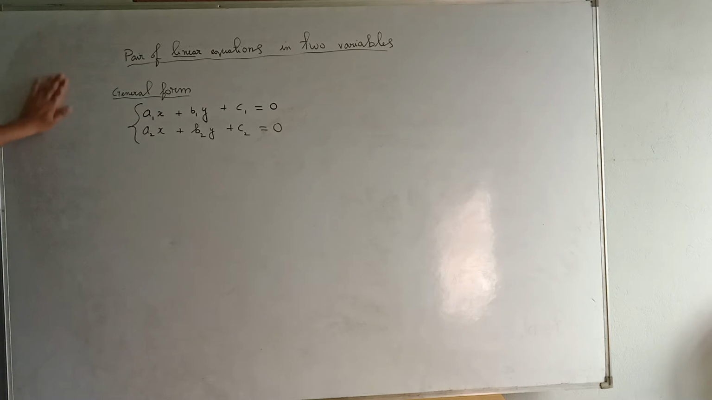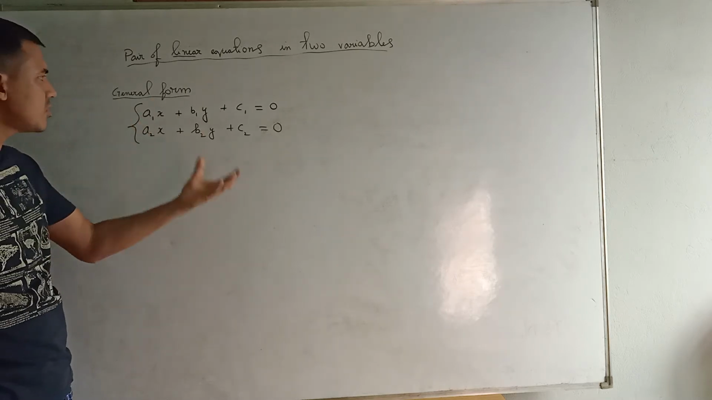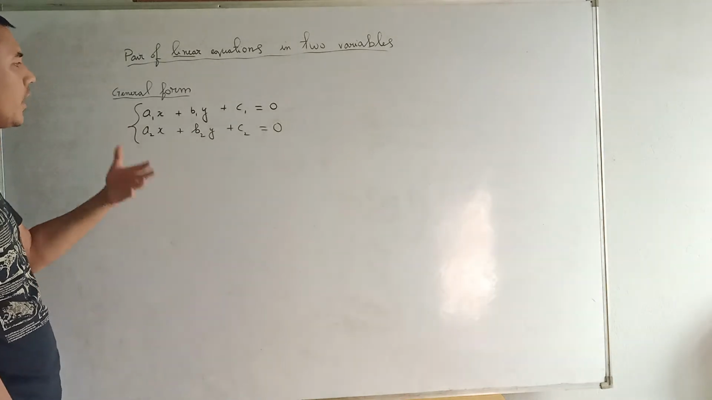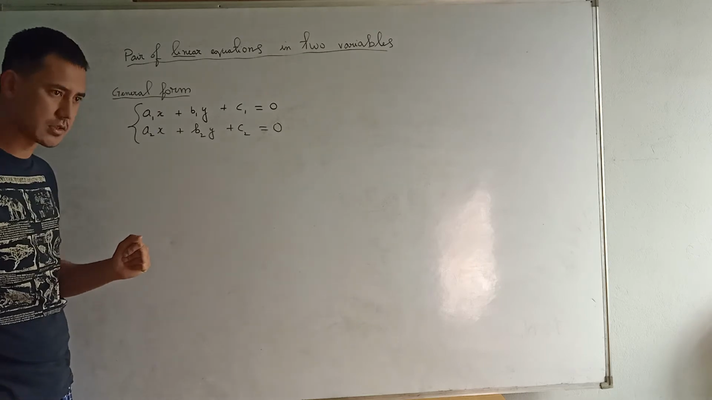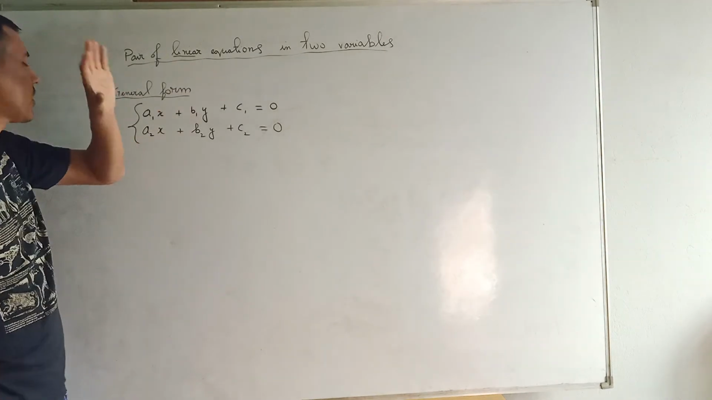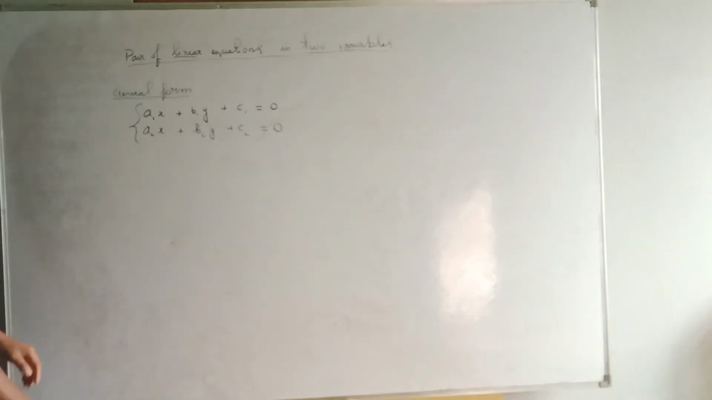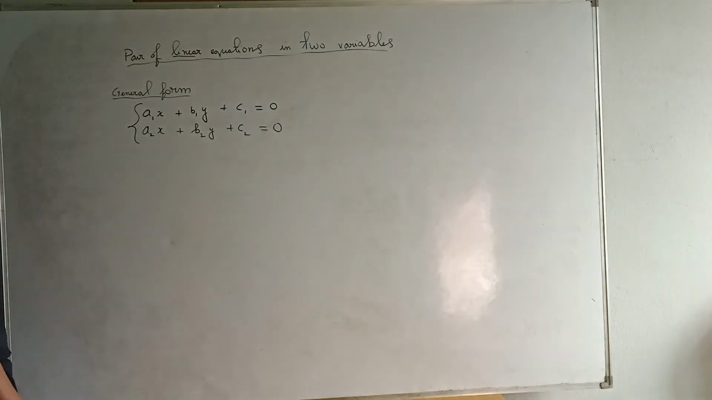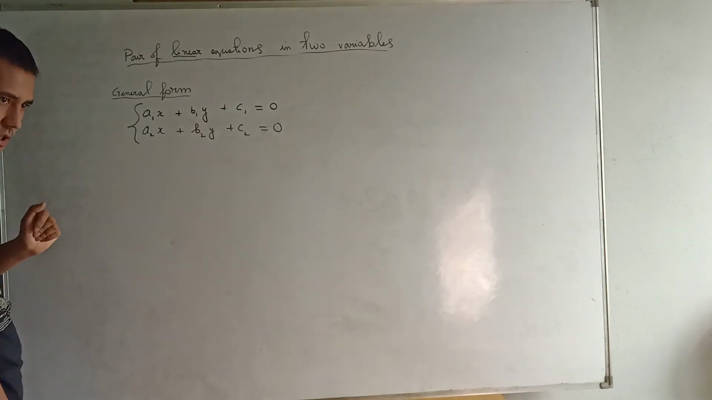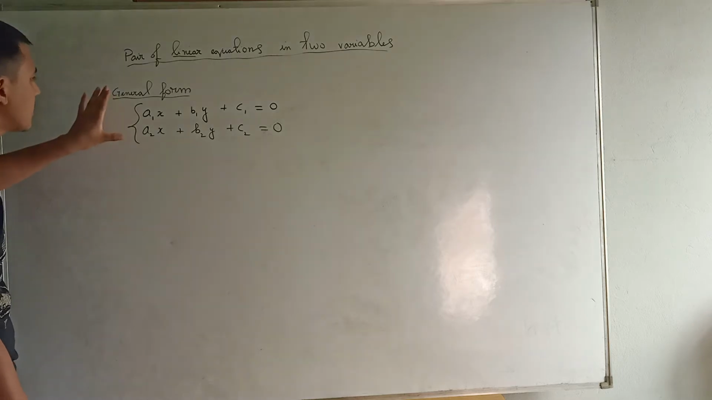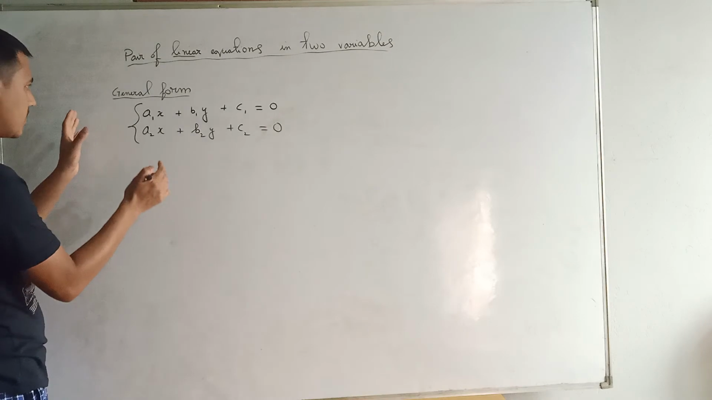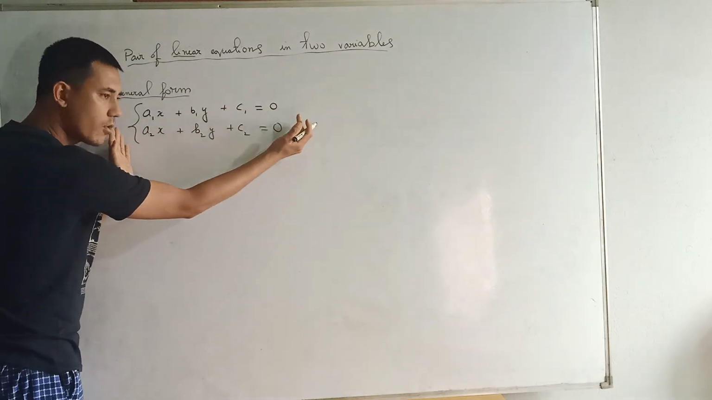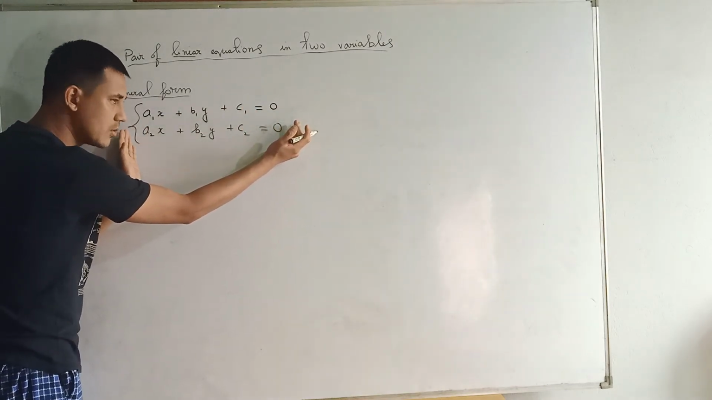So we do this chapter in order to find the solutions of this type of equations. Okay? So there are three different types of solution that this kind of equations can have. See, what is this? This is a pair of linear equations in two variables, right?